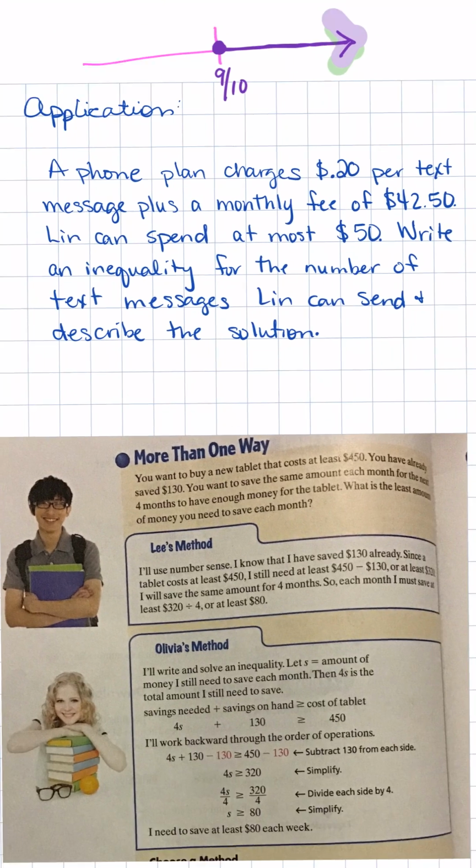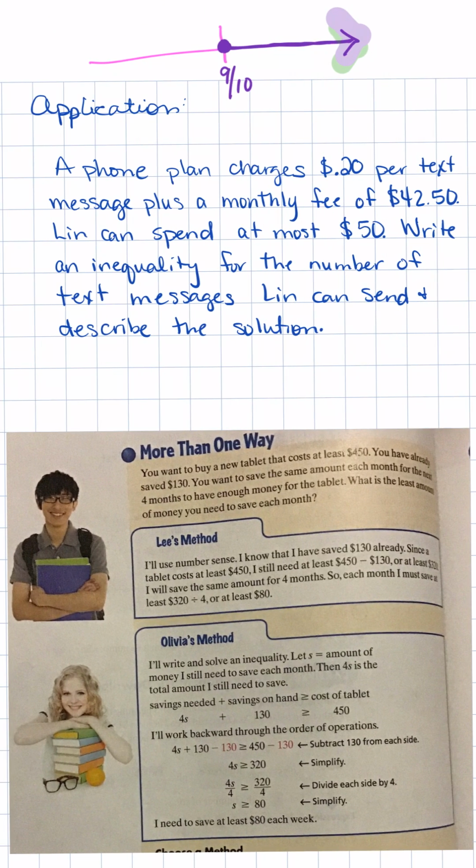Okay, so here's an application. A phone plan charges 20 cents per text message plus a monthly fee of $42.50. Lynn can spend at most $50. Write an inequality for the number of text messages Lynn can send and describe the solution.